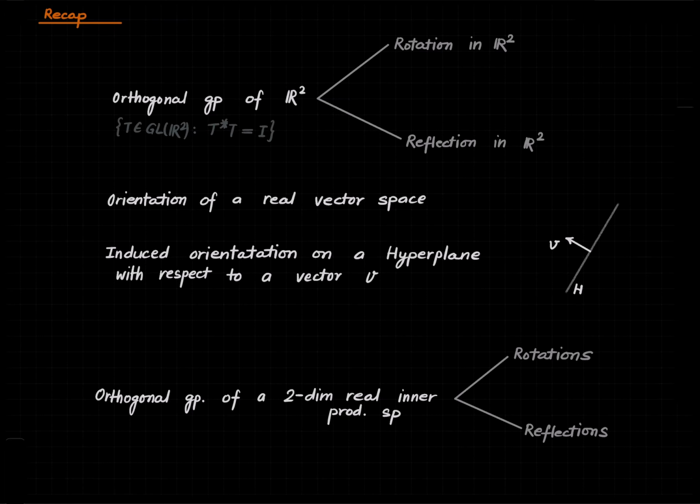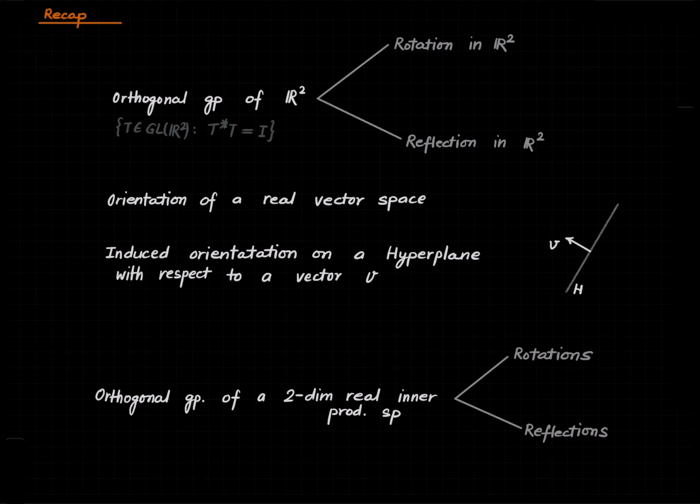So we have the orthogonal group of R2, which is defined like this. This is a cryptic way of saying it. This equation just says that the inner product is preserved. And we gave an explicit description of this by defining the notion of rotations and that of reflections, and showed that everything here is either a rotation or a reflection. The determinant 1 elements are rotations and the determinant -1 elements are reflections.